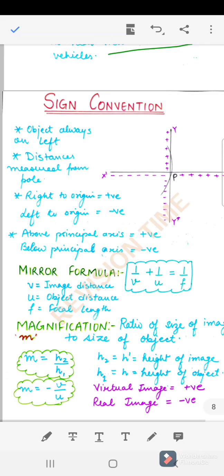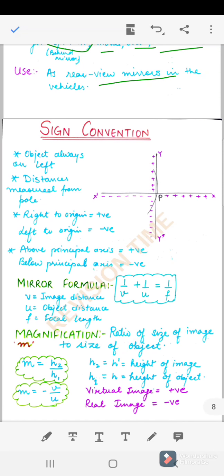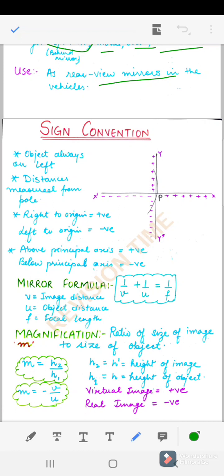Sign convention. Sign convention is very easy to learn. We all know a graph with x-axis, negative x-axis, y-axis and negative y-axis. So what does sign convention say? First, it says that the object is always on the left. Yes, we have already seen the object is always on the left. Distances are always measured from the pole. Yes, this is the pole. Distances are always measured from here, and the pole is considered as the origin, right?